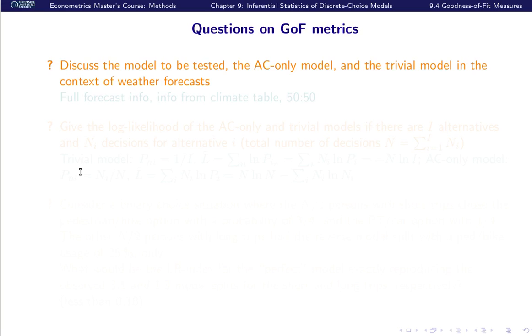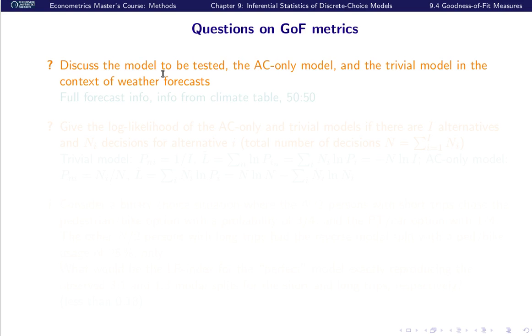So finally some intuitive questions on the goodness of fit measures. First, all these goodness of fit measures are compared either with a null model, that means a model without parameters, or an AC only model. Just think of weather forecasts and the information you have to predict the weather of tomorrow, and compare, as a sort of analogy, the trivial model, the AC only model, and the full model.